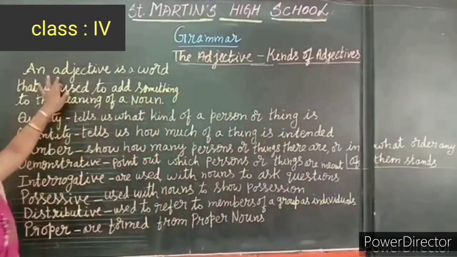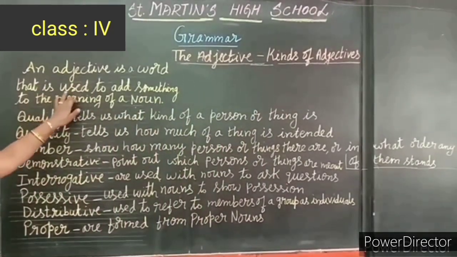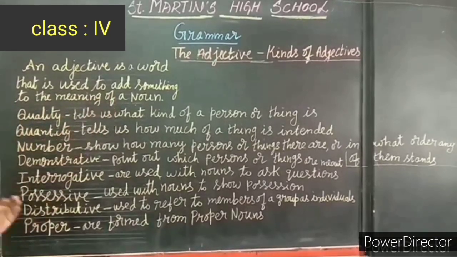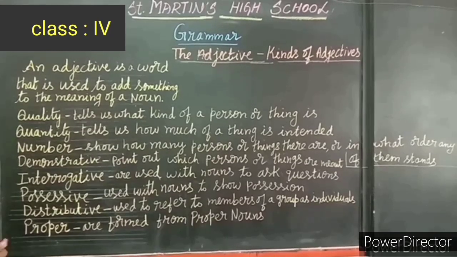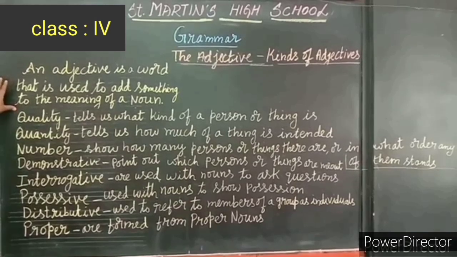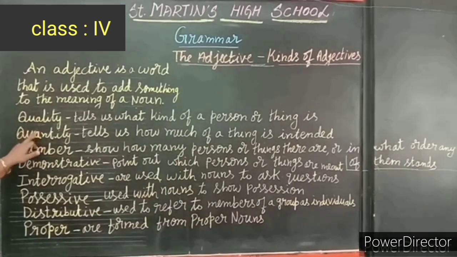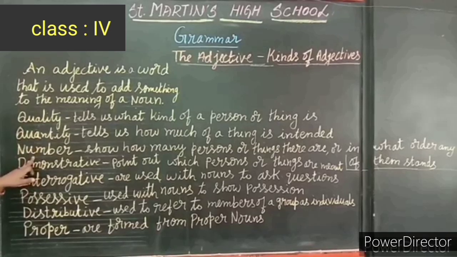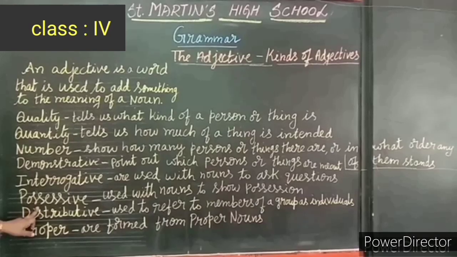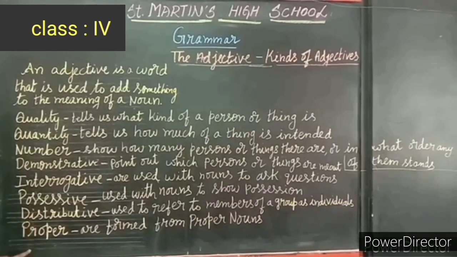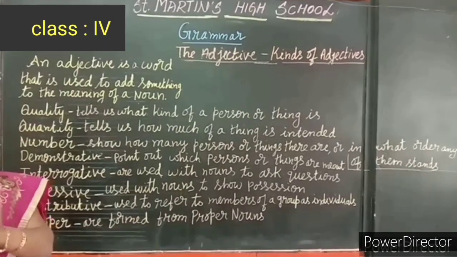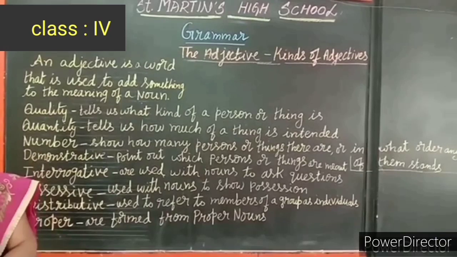What is an adjective? An adjective is a word that is used to add something to the meaning of a noun. This adjective is classified into 8 kinds. What are they? Adjective of quality, adjective of quantity, adjective of number, demonstrative adjective, interrogative adjective, possessive adjective, distributive adjective, and proper adjective. Now you came to know what these 8 adjectives are.